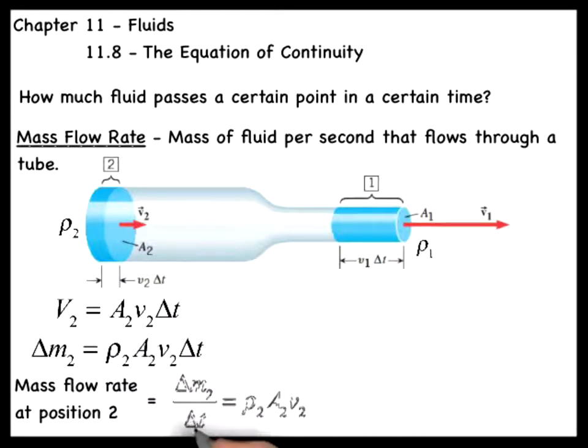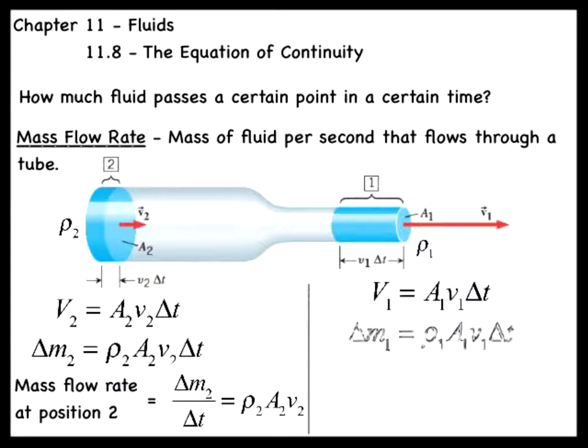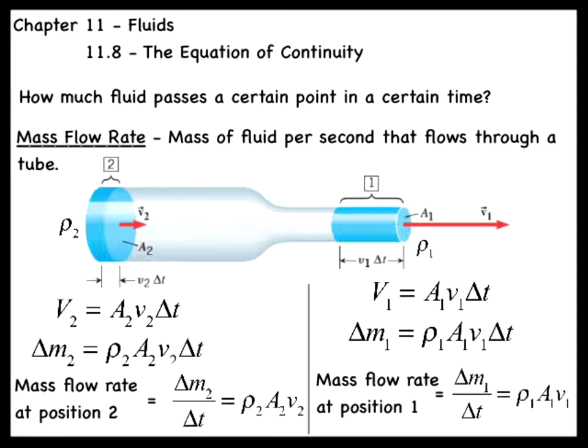Likewise, we can calculate the mass flow rate at location 1. Since no fluid can enter or exit the walls of the tube, the mass flow rates past locations 1 and 2 have to be equal. Since these positions are arbitrary, the mass flow rate must have the same value at every location in the tube. This important result is known as the equation of continuity. It is stated as follows.